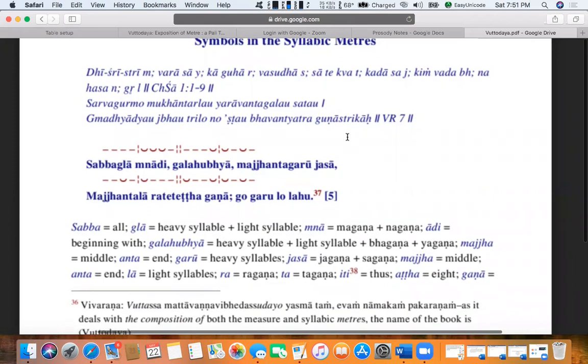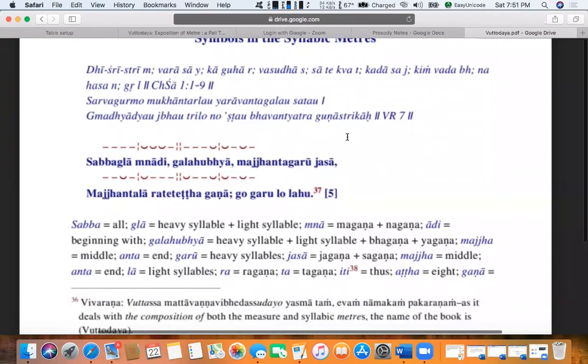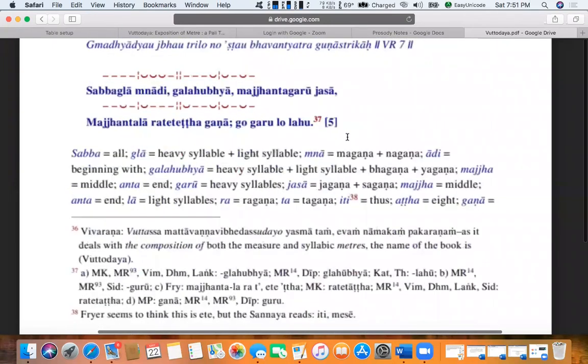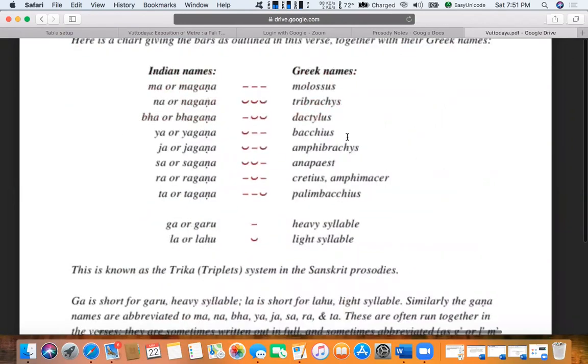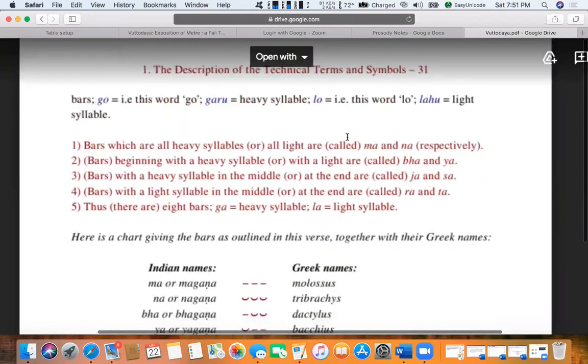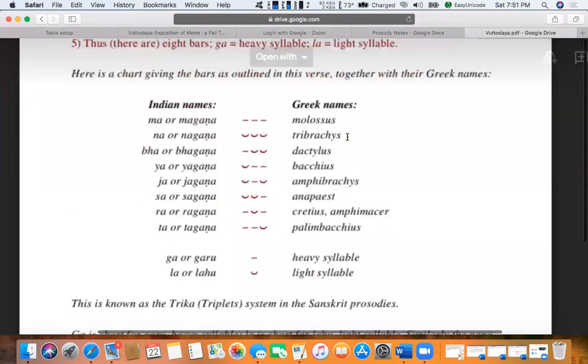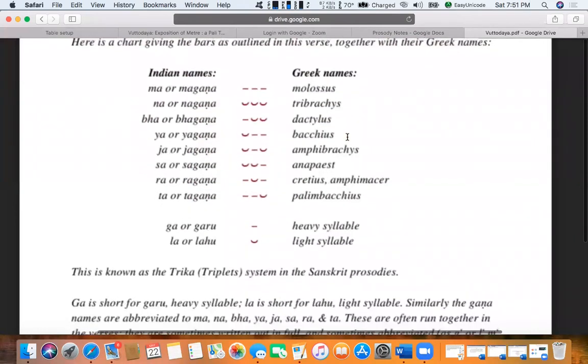So these are the 8 ganas we should learn. We will stop by this verse for today. You should try to understand these 8 groups in this book very well.